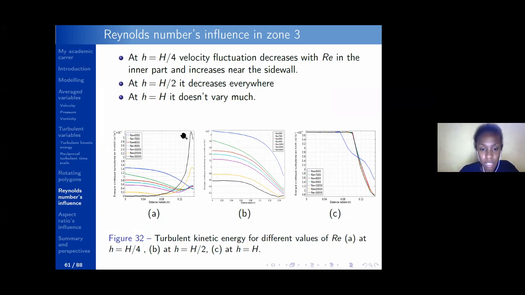Concerning the variation of k and omega, at h equal to h0 over 4, velocity fluctuations decrease with the Reynolds number in the inner part and increase near the sidewall. At half of the height, it decreases everywhere, and at the free surface, it doesn't vary very much.